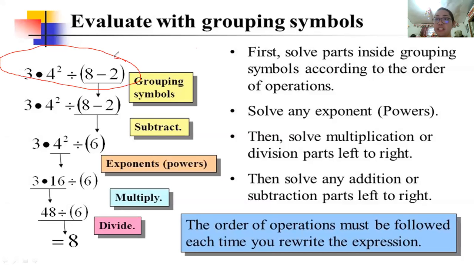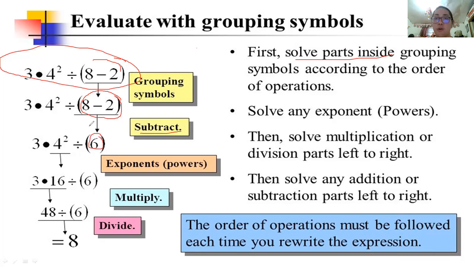So we have it here, the given I encircled: 3 times 4 squared divided by the quantity of 8 minus 2. As you can see, there is a parenthesis. So we are going to remove the parenthesis by applying the PEMDAS. First, solve parts inside grouping symbols according to the order of operations. Grouping symbols, we have it here, the 8 minus 2 inside the parenthesis. 8 minus 2, then you subtract it, that gives you 6.